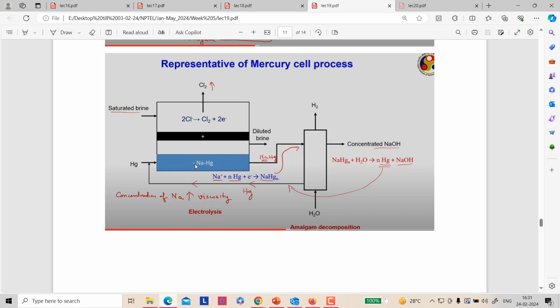In this part, the sodium from the brine reacts with the mercury from the cathode, and mercury and sodium make an amalgam, a sodium mercury amalgam. Then this is passed through this chamber where water is supplied, and that again decomposes and forms concentrated sodium hydroxide and hydrogen. So this is the principle of the mercury cell.